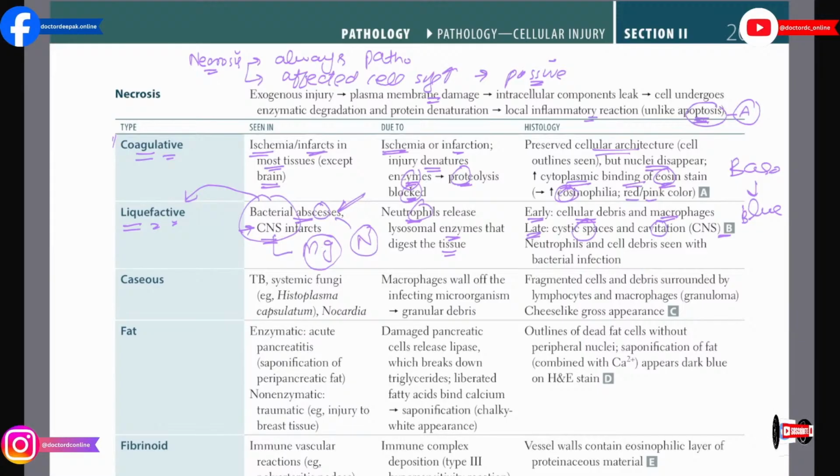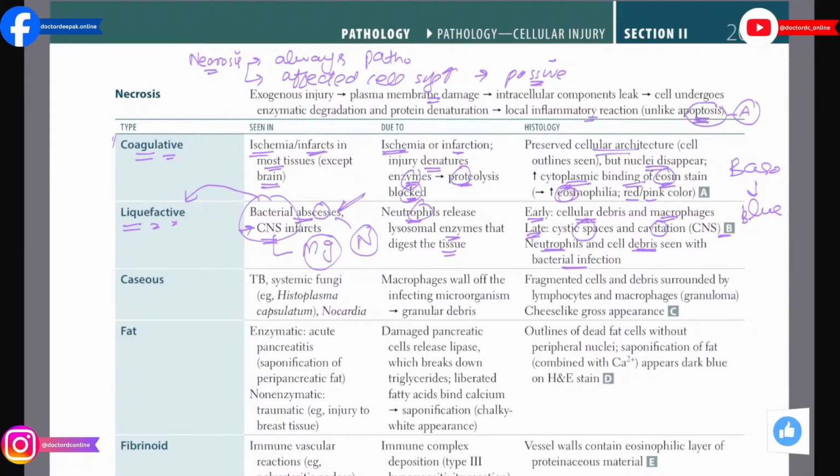And then the neutrophils and cell debris are seen with bacterial infection. As I already mentioned, if you have a bacterial infection or a bacterial abscess, you will see neutrophils. And the neutrophils are the main players which help the tissue to become liquefied. Neutrophils will release the enzymes, and those enzymes will go and digest the tissue. So that's all about liquefactive necrosis.